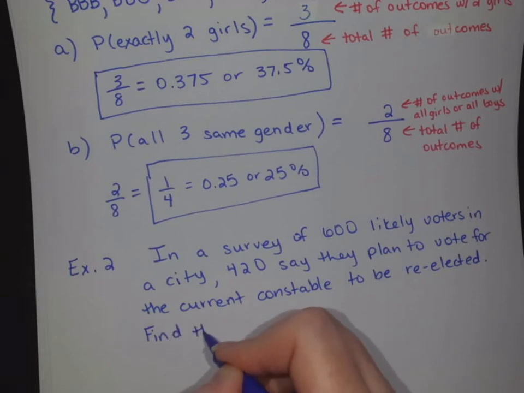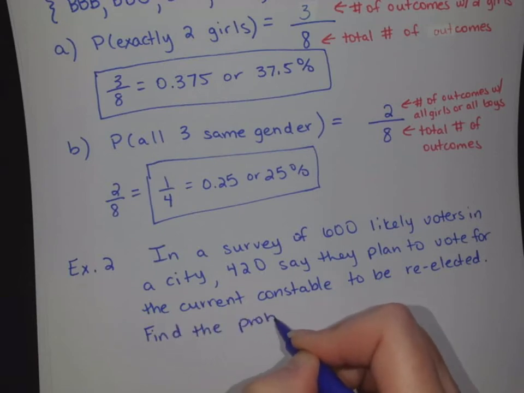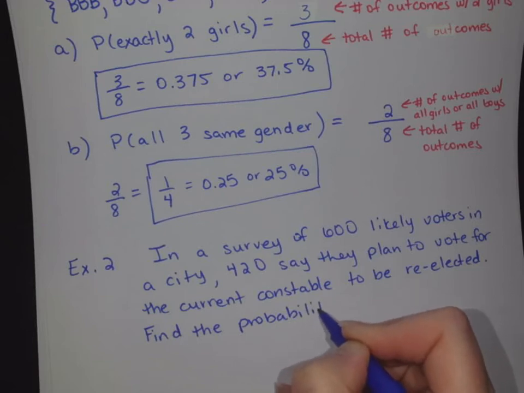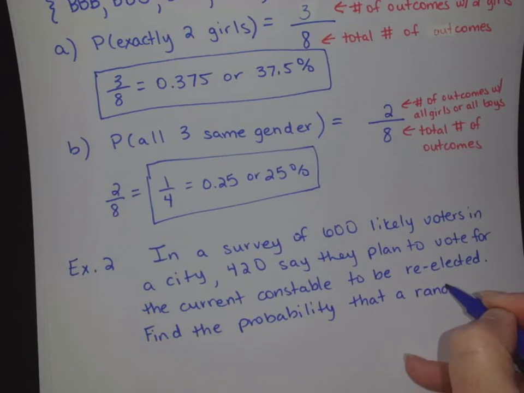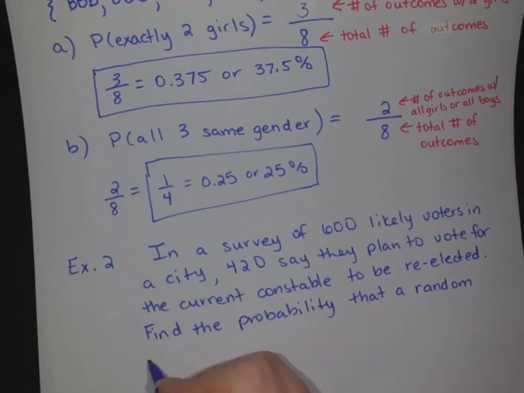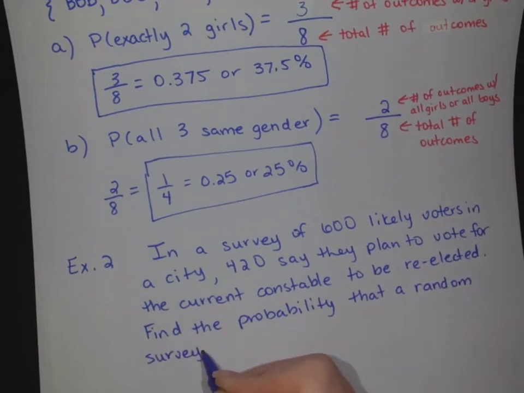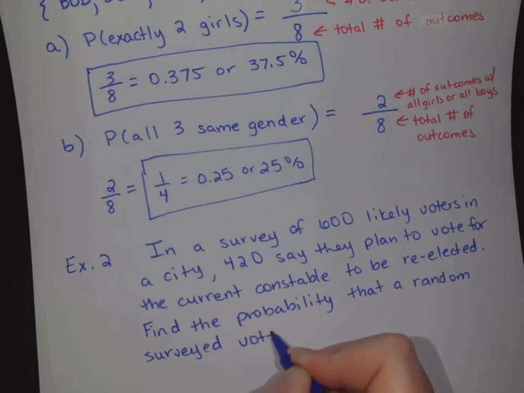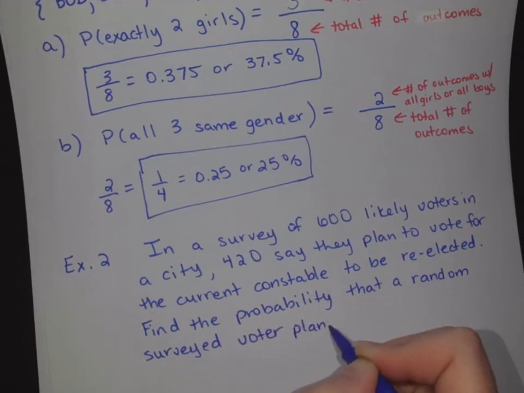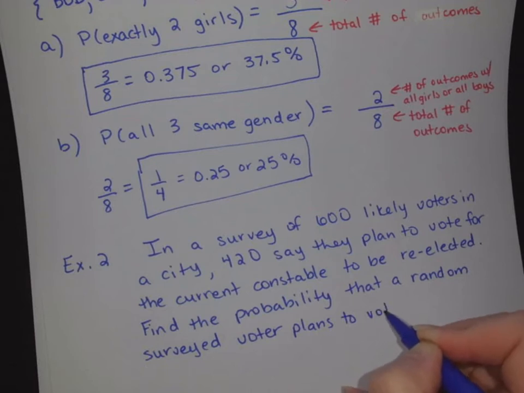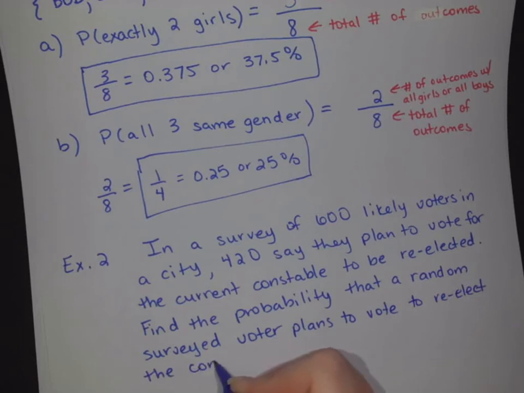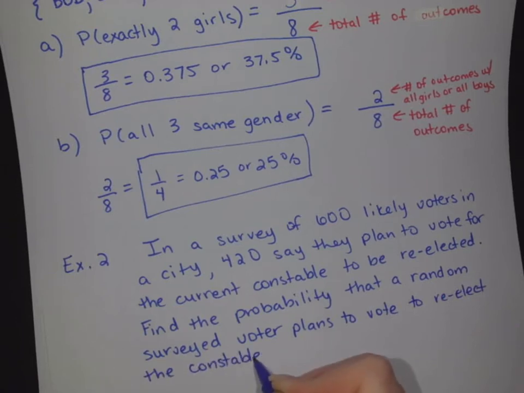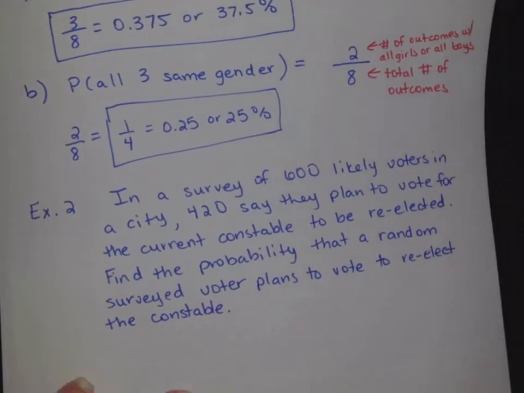So we're going to take this 600 voter data and we're going to try to find the probability that maybe the next person we survey, that a random surveyed voter plans to vote for the constable. You know, and this brings up a good point about probability. We are often looking at past events to try to predict future events. That's actually usually the point of probability.